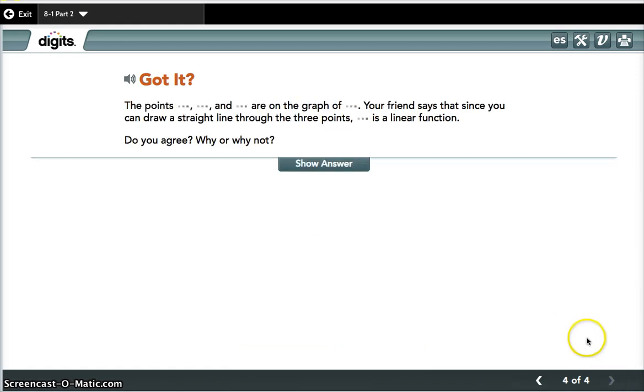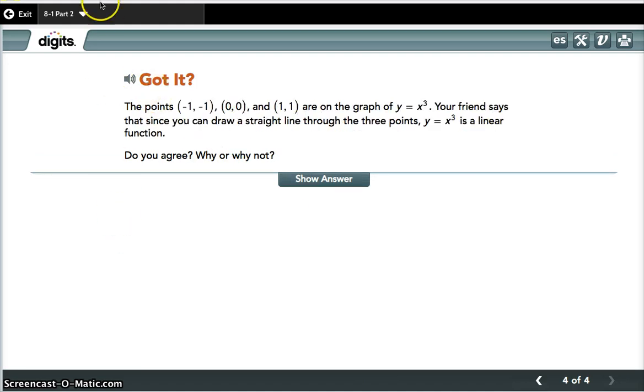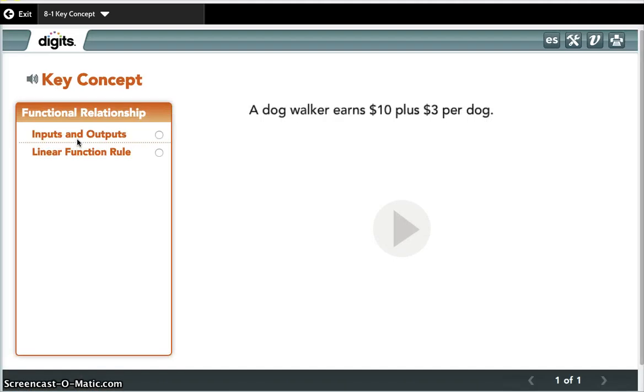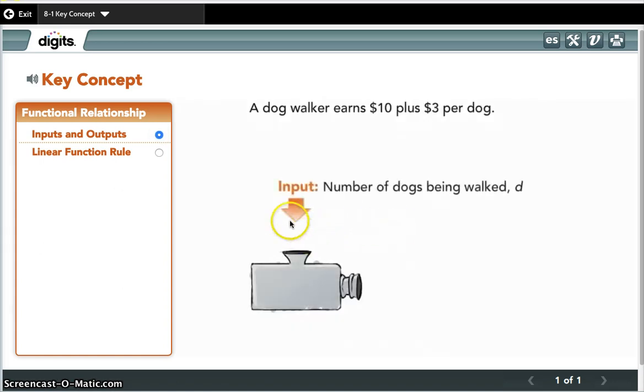It's that tricky one. Okay, we're going to skip the second Got It here and briefly go through this key concept. Here we're talking about a dog walker who's earning some money. And the dog walker is earning $10 plus $3 per dog. So if we're trying to figure out how much money she's making, we need to know how many dogs are being walked, and then we'll be able to tell how much money. So here they put in 2, oh, I'm sorry, now they're putting in 3, and they're getting 19.